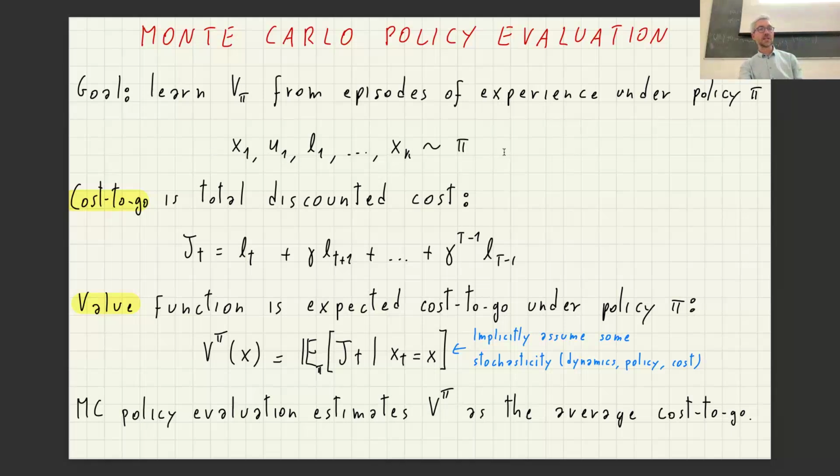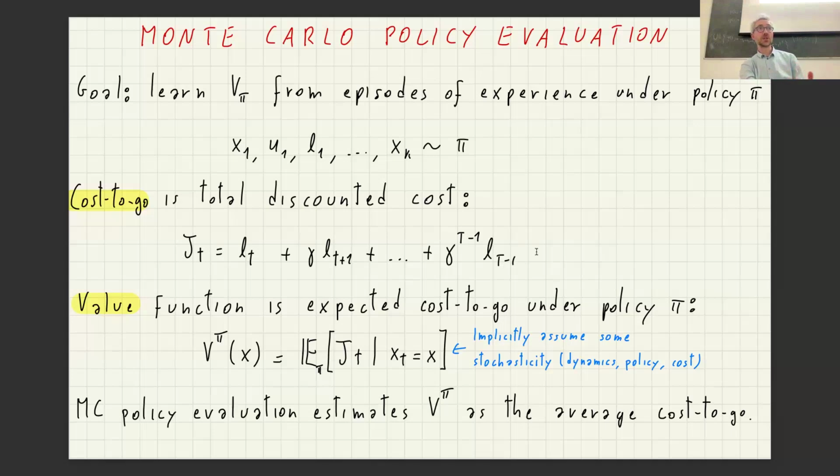Then once you have collected data, what you can do is that for every state that you visit, you compute the total cost to go. It's going to be discounted. So if you visit a state X at time T, then the total cost to go is going to be the summation of the cost you have encountered from time T until the end of the episode, discounting by gamma the future states. So it's going to be this value J over here. This is giving you a sample of what is the value of that state.